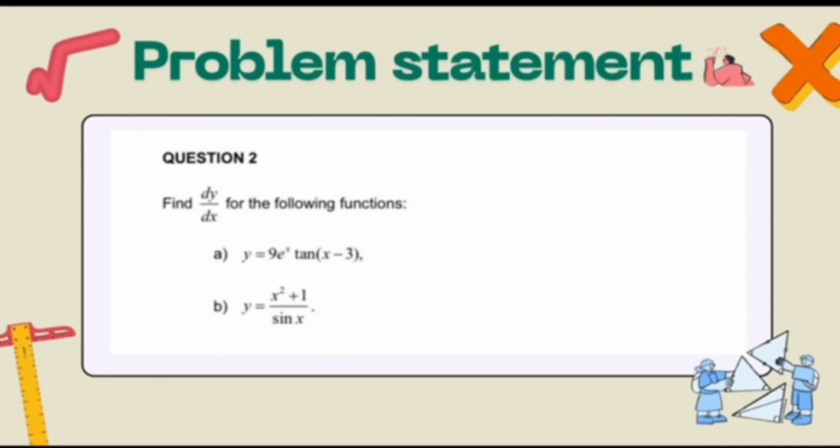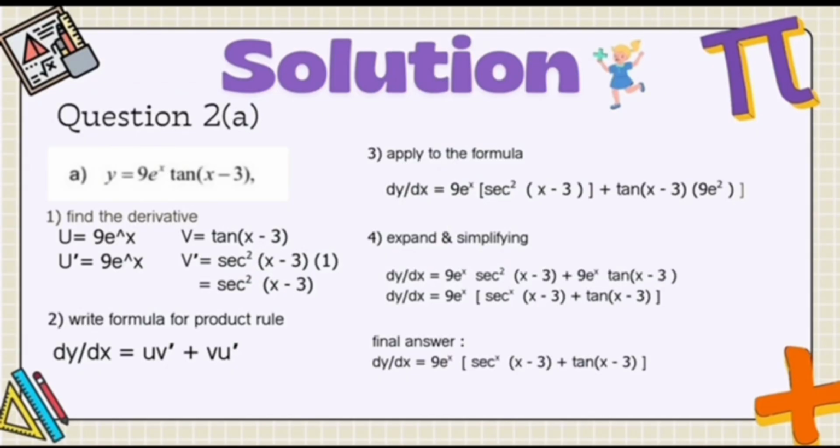A: y equals 9e to the power of x multiplied by tan x minus 3. B: y equals x to the power of 2 plus 1 over sin x. Find the derivatives of function u and function v. u' equals 9e to the power of x and v' equals sec squared x. Find the formula for the product rule: dy over dx equals uv' plus vu'.